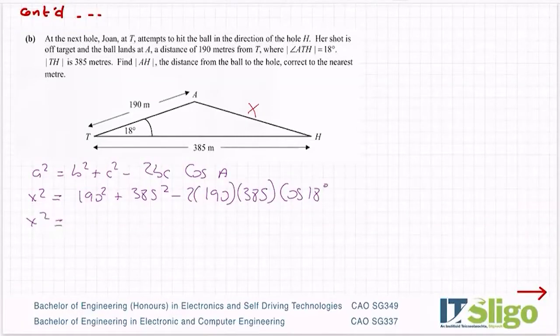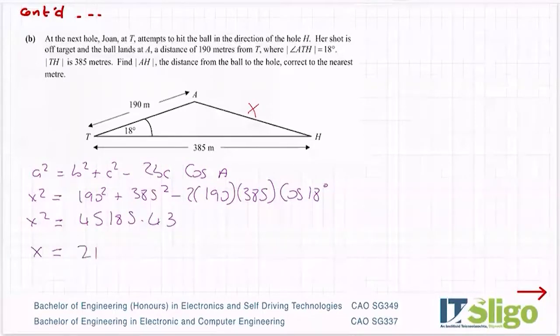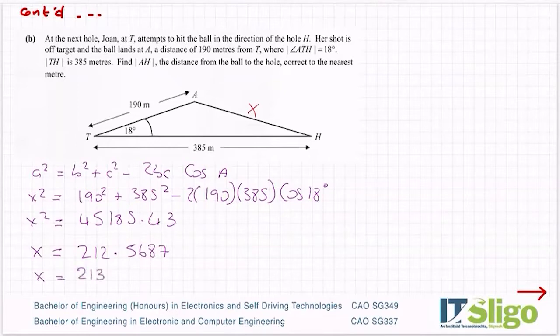Okay, and everything on the right is just a number, so you can put it all in in one fell swoop. So 190 squared plus 385 squared minus 2 times 190 times 385 cos of that 18 degrees. And I got 45,185.43, and then get the square root and hit the answer button on your calculator, and you're going to get 212.5687 for that. What do they want, to the nearest meter? That would be 213 meters. Okay, so I think actually in that case it's easier with non-right angled trig, so the cosine rule.